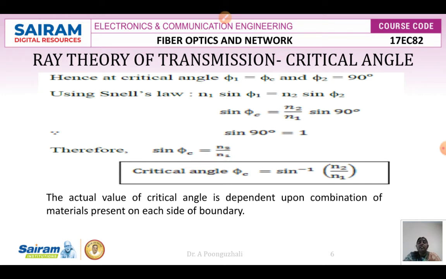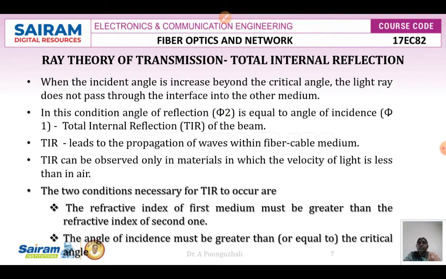So the actual value of the critical angle is going to depend on the combination of the materials present at each side of the boundary. Because of this, the critical angle depends on the refractive indices of the two materials. So when the incident angle is increased beyond the critical angle, beyond the critical angle means the light ray.